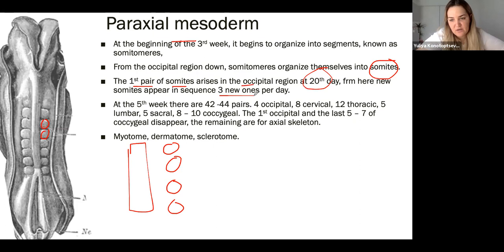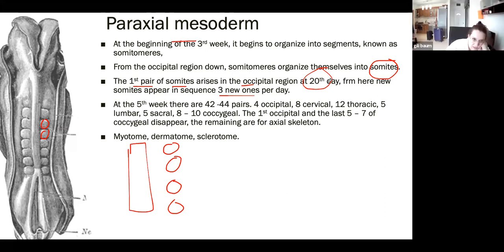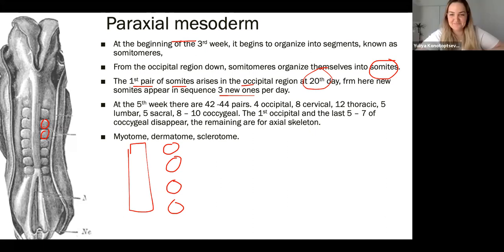So could you tell me on the 22nd day, how many pairs of somites are you going to have? Knowing that on day 20, we have the first pair of somites, and then every day, 3 more pairs appear. So day 22, how many pairs would you have? 7. Why 7? Let's do day 20.